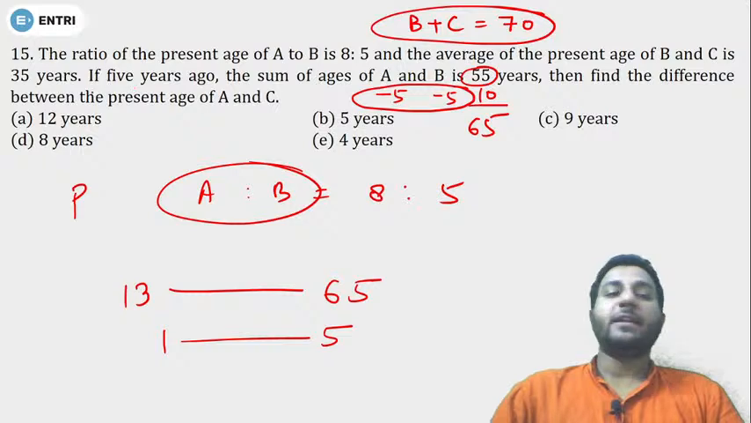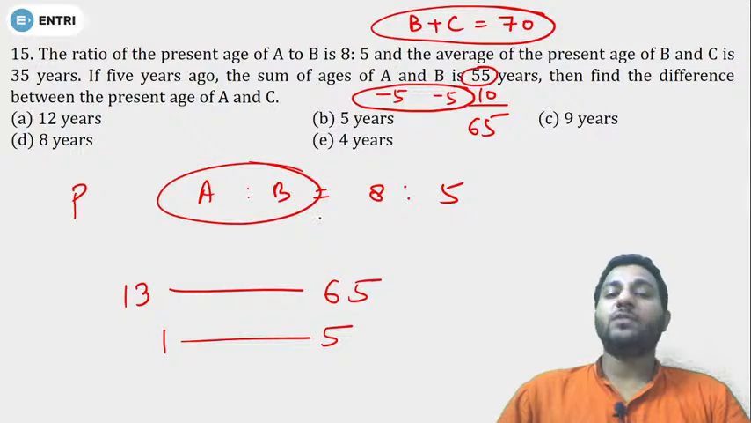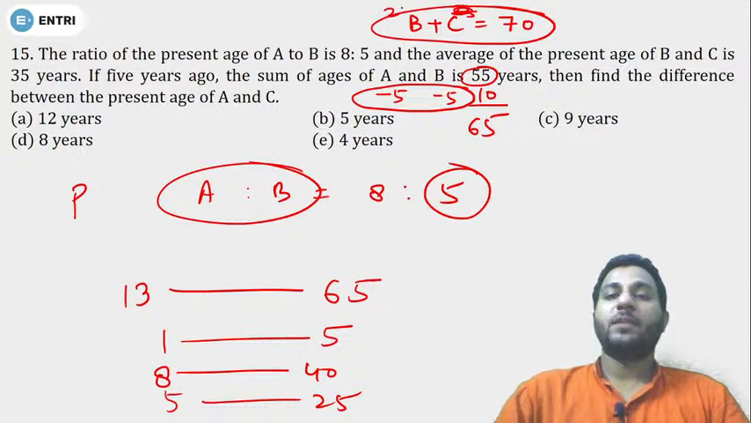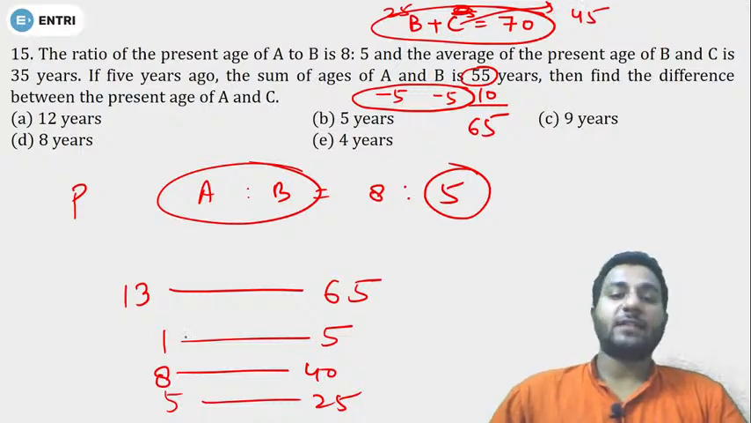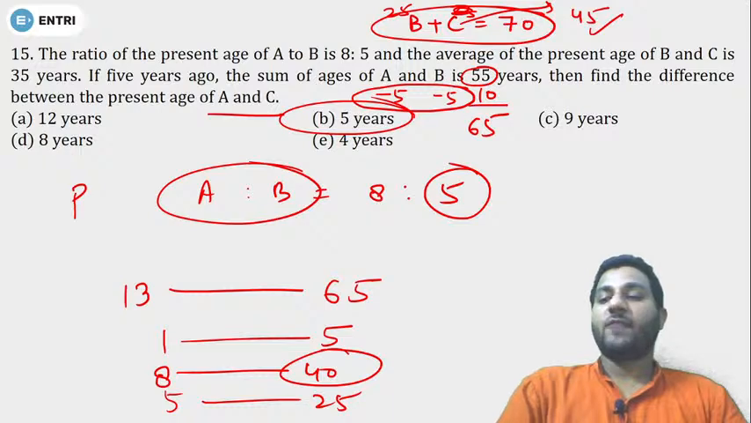Now find the difference between the present ages of A and C. First of all, we have to find the individual ages, which means 8 ratio is 40, 5 ratio is 25. So B's age will be 25, so C's age will be 45. Now they are asking about the difference between the present ages of A and C. A's age will be 40 and C's age will be 45, which means the difference is 5 years. Got it?